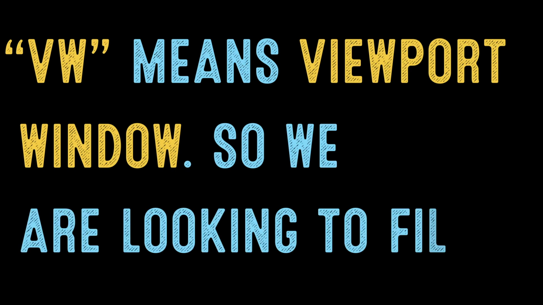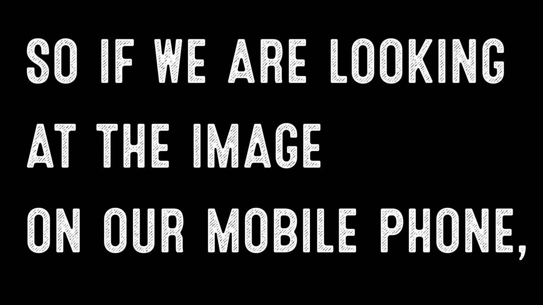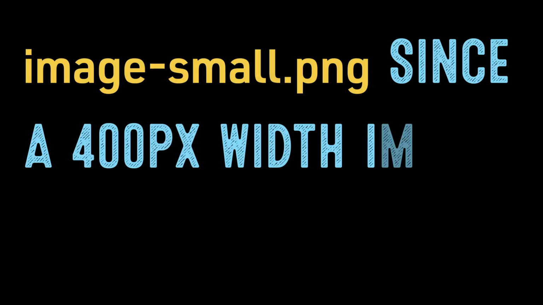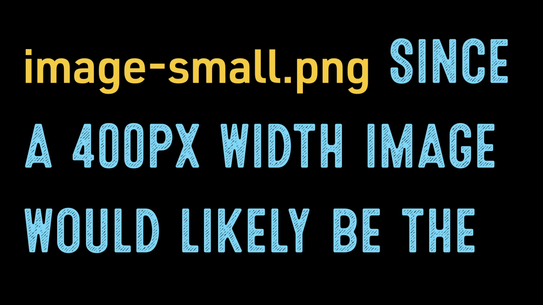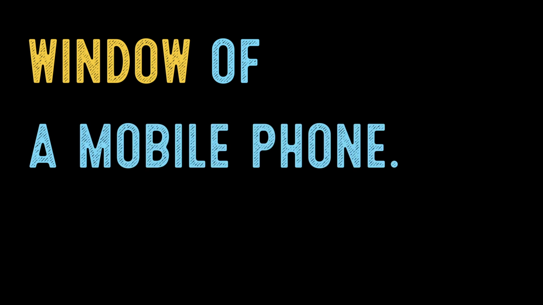VW means viewport window, so we are looking to fill a placeholder space that is 80% of the viewport window. So if we are looking at an image on our mobile phone, which image option would be chosen from the source set attribute? Image-small.png, since the 400 pixel width image would likely be the most appropriate for 80% of the viewport window of a mobile phone.